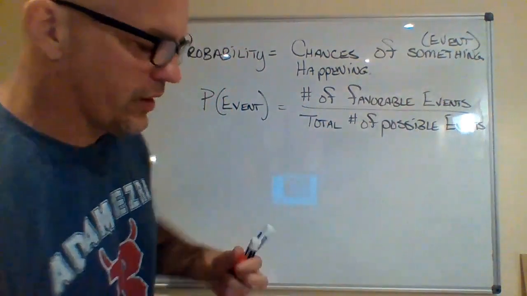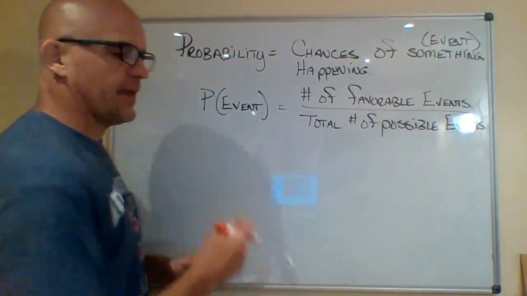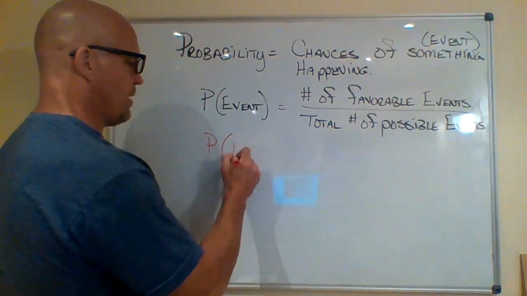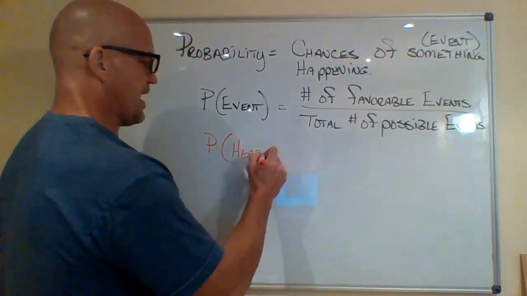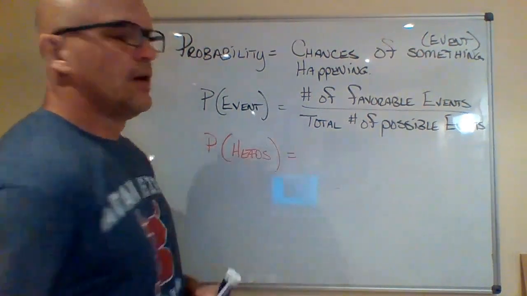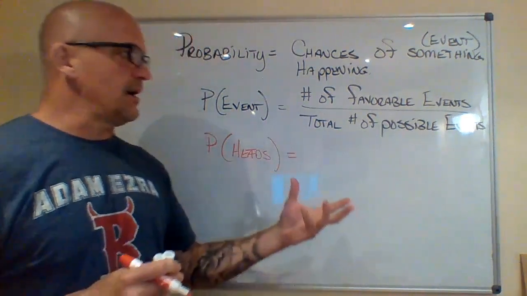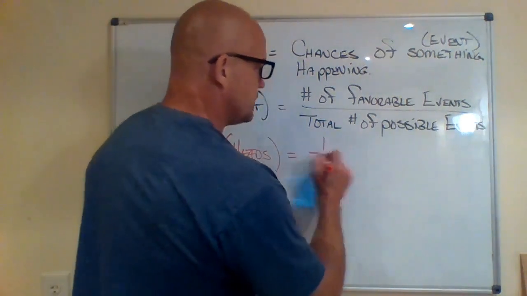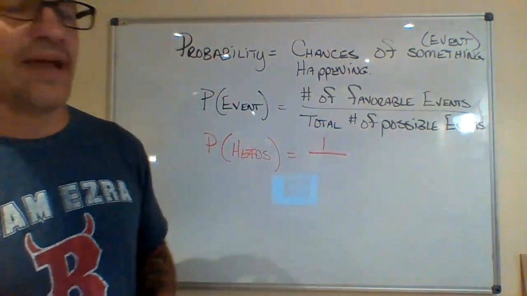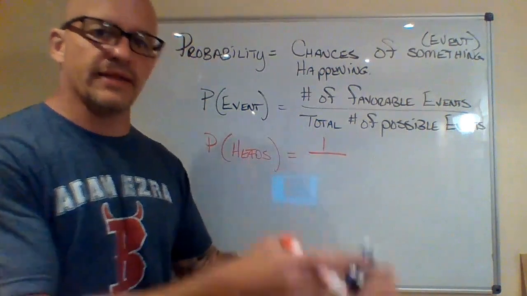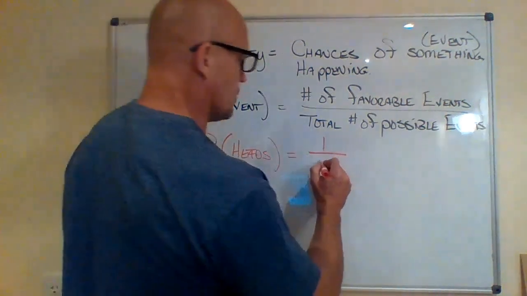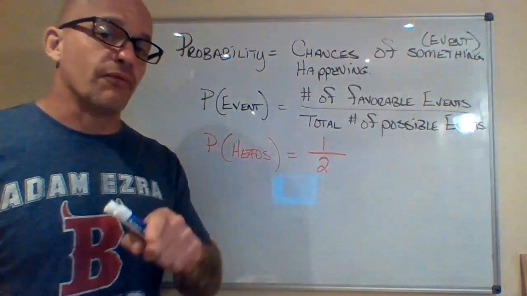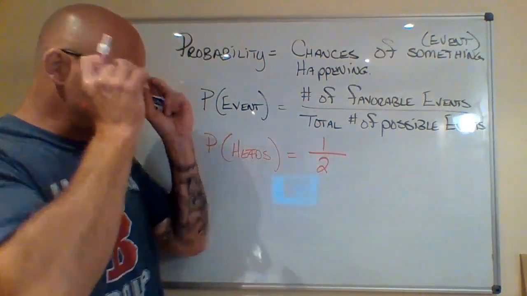So real quick review. If I talk about flipping a coin, if I say I'm going to flip a coin, what's the probability of getting a heads? Well, real simple. The number of favorable events, or the number of heads on the coin, is 1. The total number of possible events is, of course, 2. You can get a heads or a tails. So that gives you a probability of 1/2. It's that simple. Don't forget, all your fractions should be reduced.